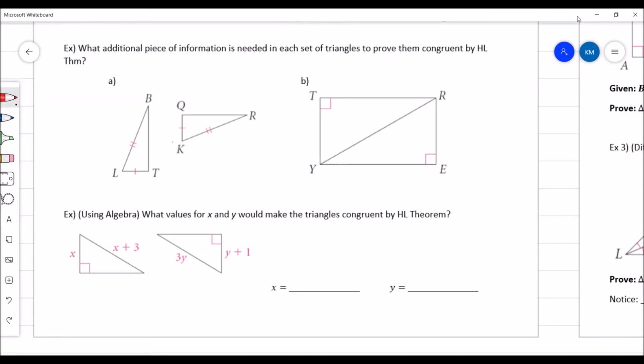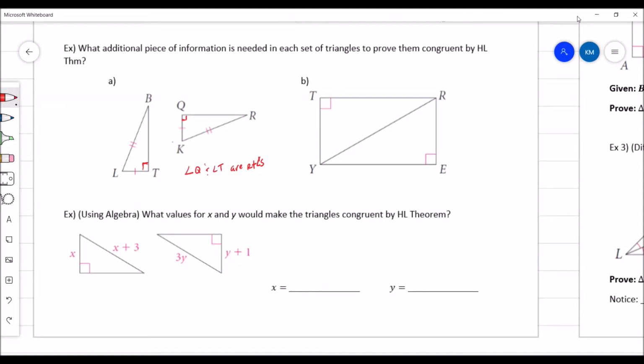In our first example, A, I'll give you a second to look at it. I notice that we have 2 sides congruent. It's not really enough unless we know that it's a right triangle. If these were right angles here, that would make these right triangles, and then that would make their hypotenuses congruent. So either we would know that angle Q and angle T are right angles, and that will work out for us.